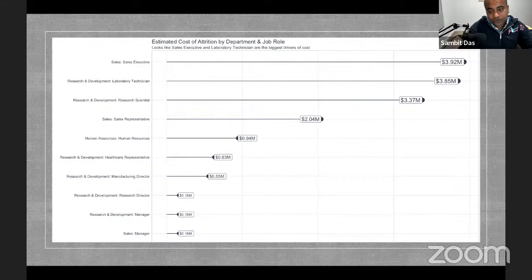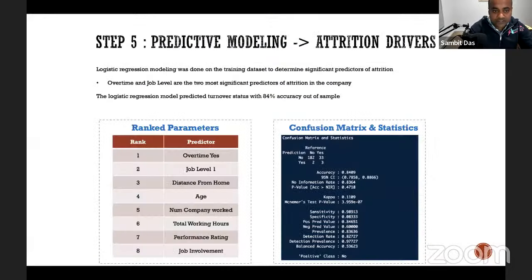So this caters to two business problems that we have been talking about. One is understanding the cost of attrition, and we have now come to the stage where we can understand it. The second is revealing insights and the proportion of staff leaving, which we also covered in the EDA part. So let's now dive into step 5, which is predictive modeling.